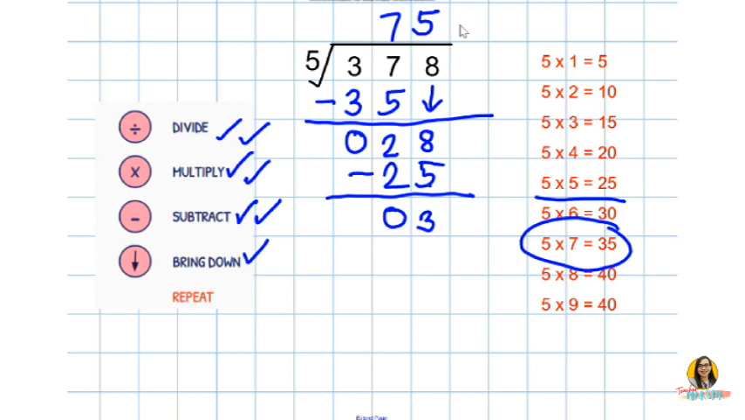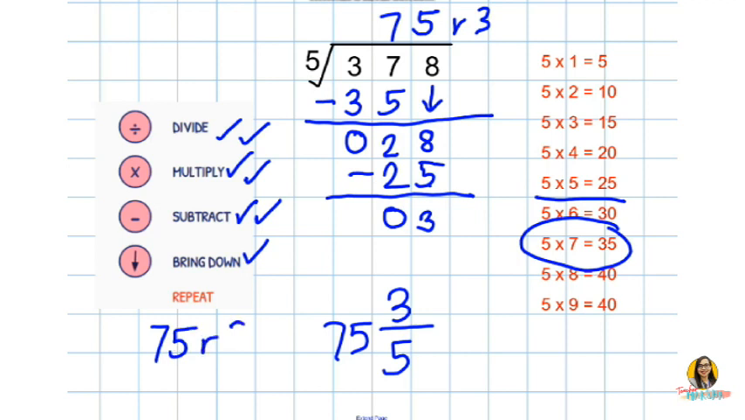So we're going to just write here 75 R 3 or 75 remainder 3. We can also write 75 remainder 3 as a fraction. 75 is our whole number, our remainder will be our numerator, and our divisor will be our denominator, which is 5. So our answer is 75 remainder 3, or we can write it as a fraction as 75 and 3/5.